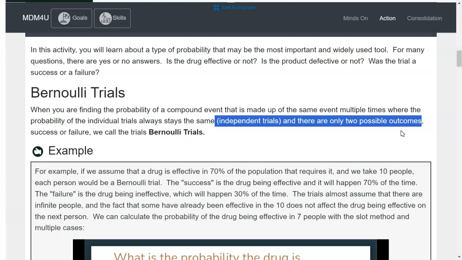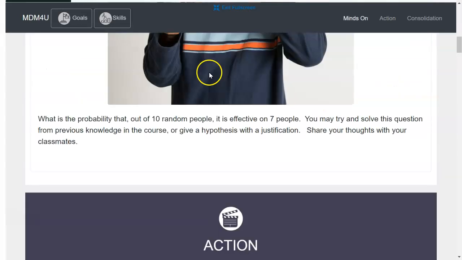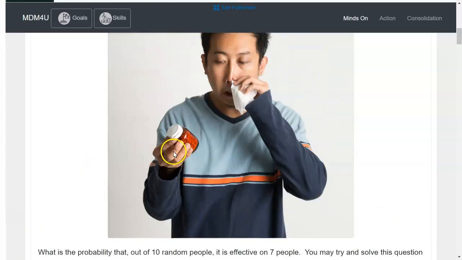Each time you roll a die, it has the same chance. It doesn't matter if I rolled a 3 last time or a 4. That doesn't influence my next roll. Same with this. If you have the allergies and I take a pill, it doesn't matter what happened if you took the pill.